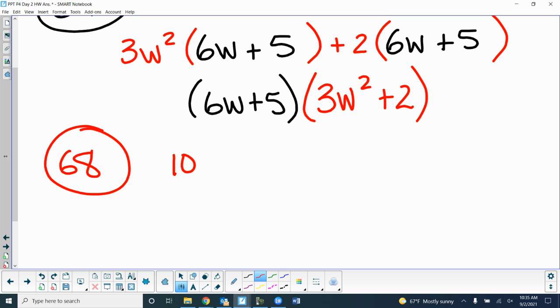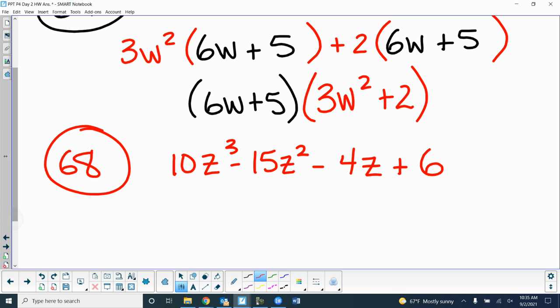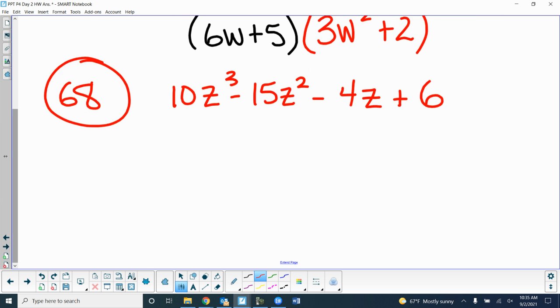10z to the third minus 15z to the second minus, I think 4z plus 6. Okay, thanks. GCF to start? Not quite, is it? All right, so we're gonna group because there's 4 terms. This third term has a minus in front, so we put that inside our group. All right, so what do I pull out of the first group?